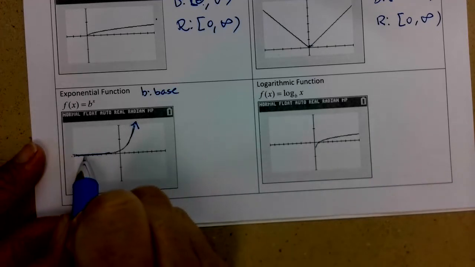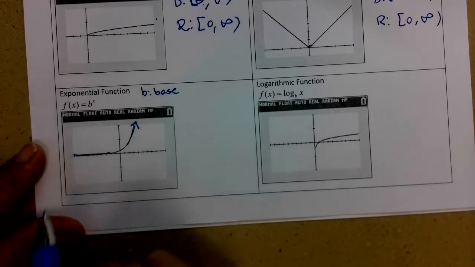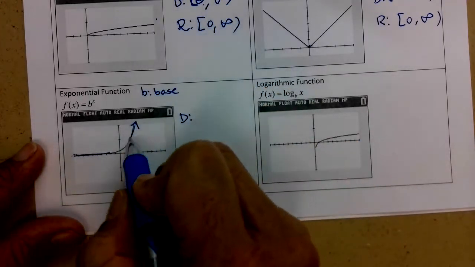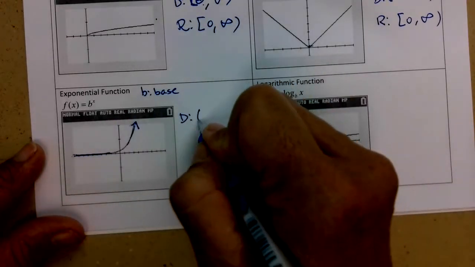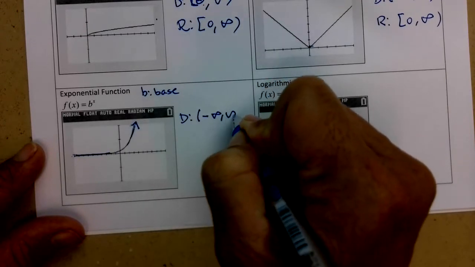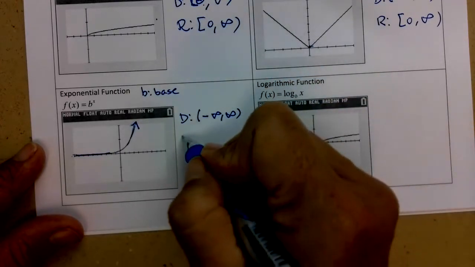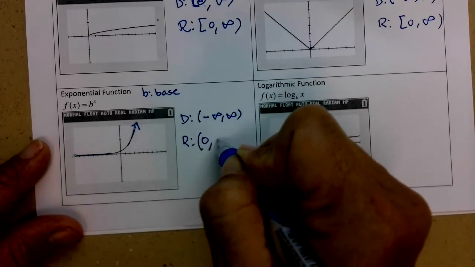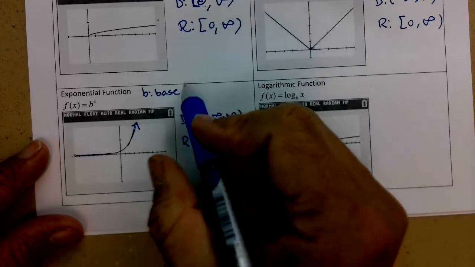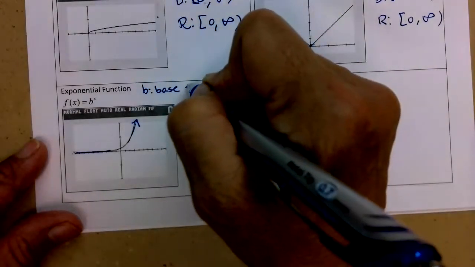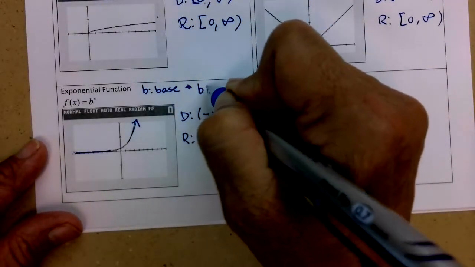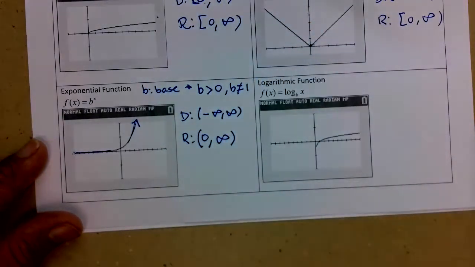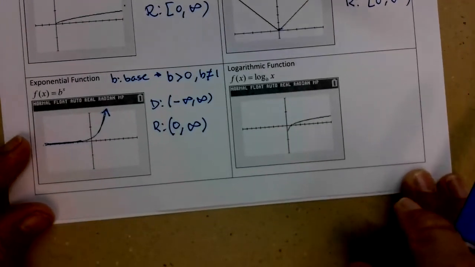Even though it looks like it's 0 over here, it's actually not. So for the domain you can put anything. You can raise b to any number. So that's -infinity to +infinity. The range, however, is 0, but not including 0, and then goes on to infinity. There are some restrictions on the base, we'll talk about that later. It has to be greater than 0, and it can't be 1. So that's what lets us have our domain of all real numbers.